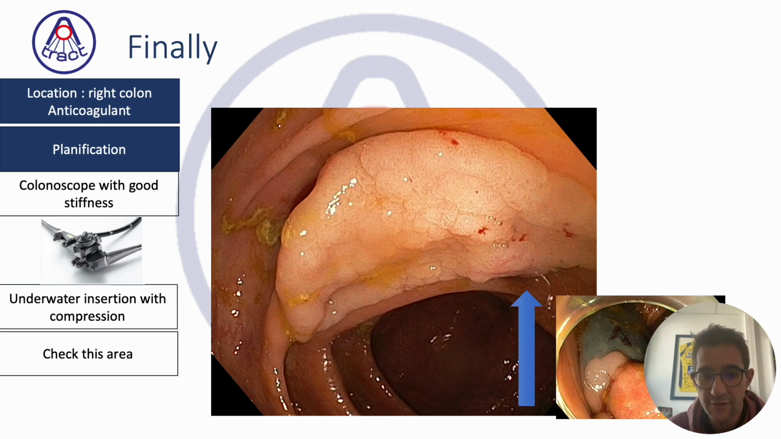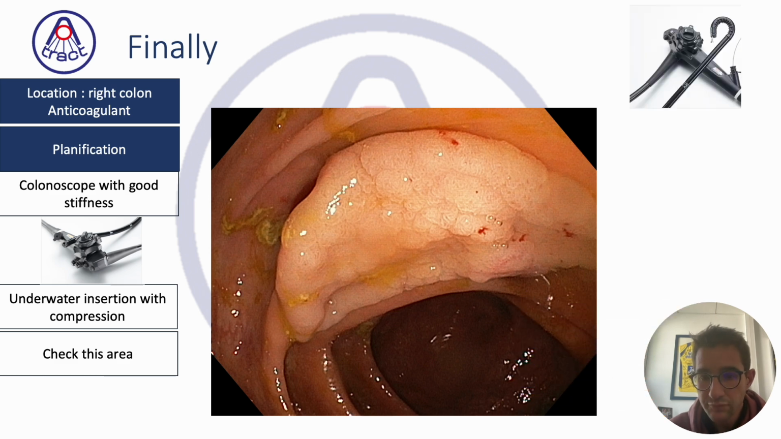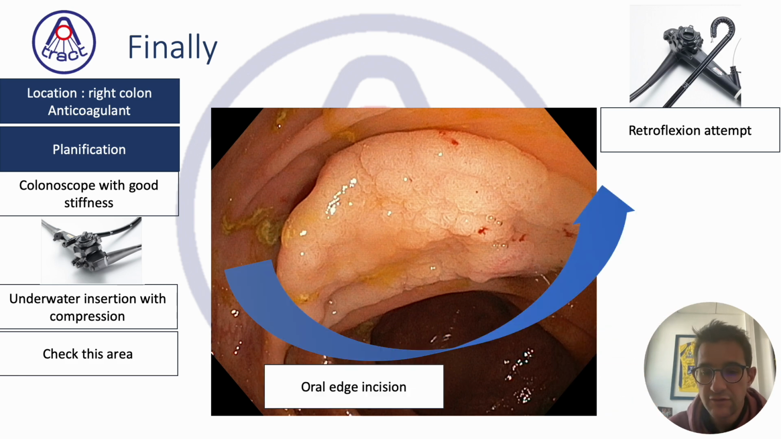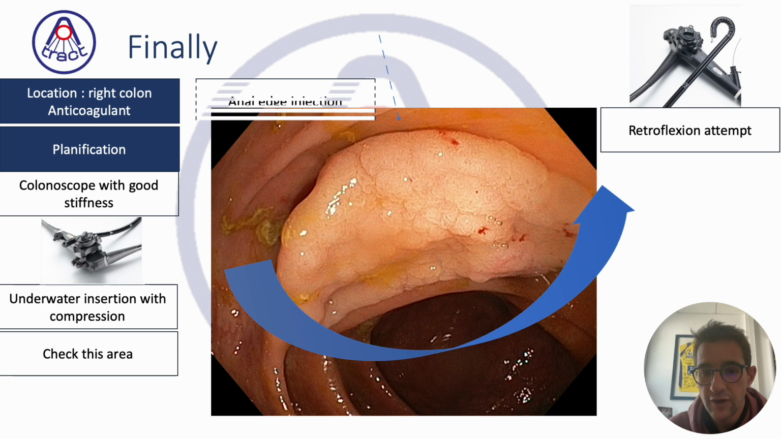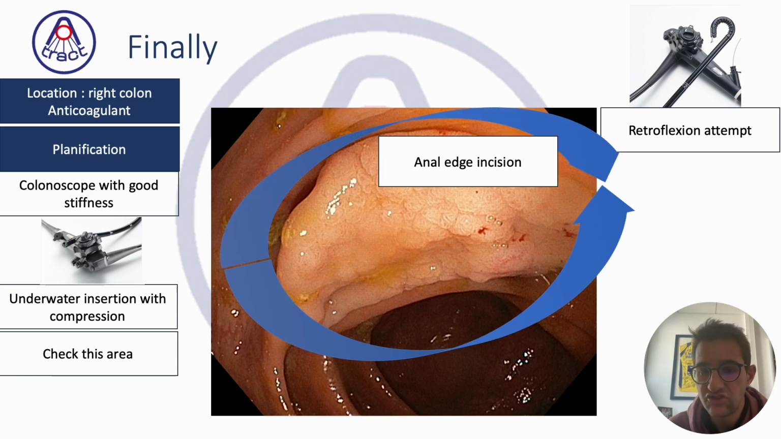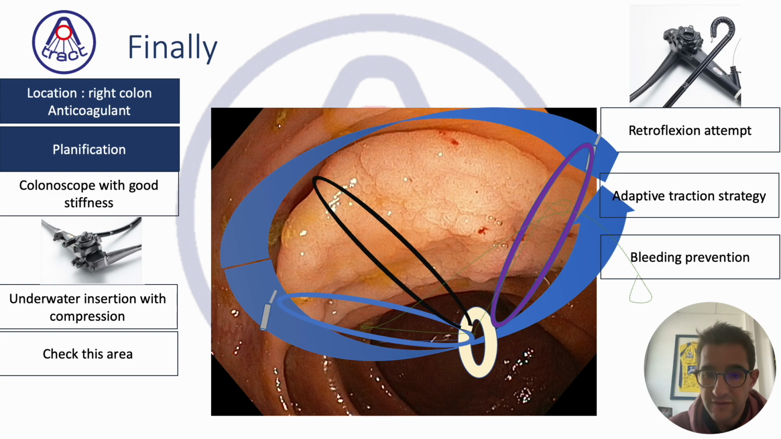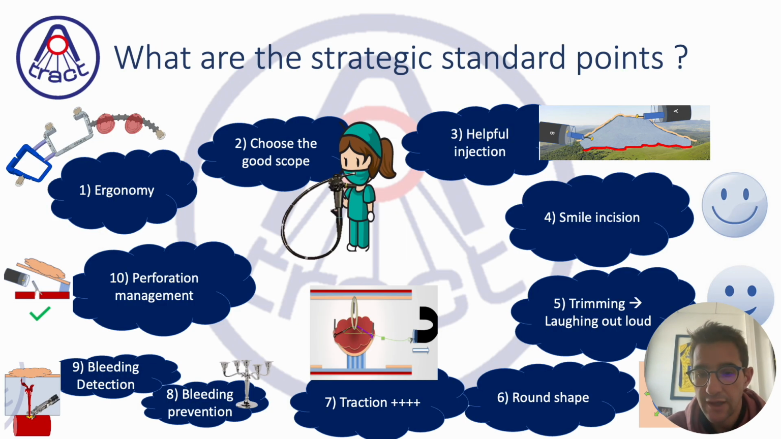We checked this area of the lesion. We had a good retroflexion, but finally we preferred to work on direct viewing with an oral edge injection. We did the oral edge incision and then the anal edge injection and the anal edge incision. We placed the traction device, Attract, with adaptive traction. We did bleeding prevention during the procedure, and finally this patient was treated with an R0 resection without perforation, despite the fact that budding made the resection non-curative.